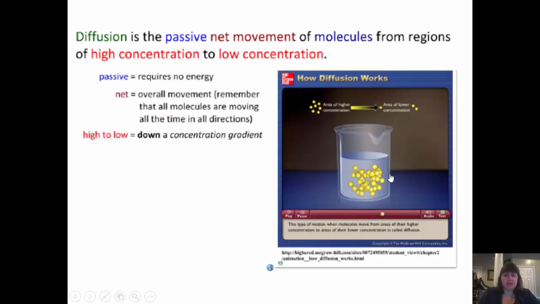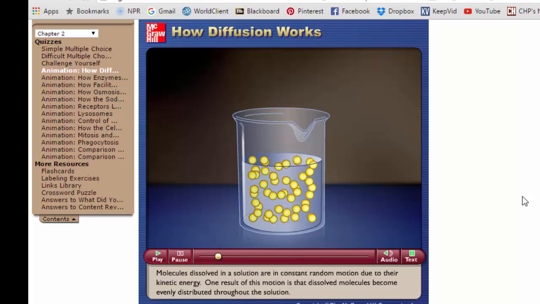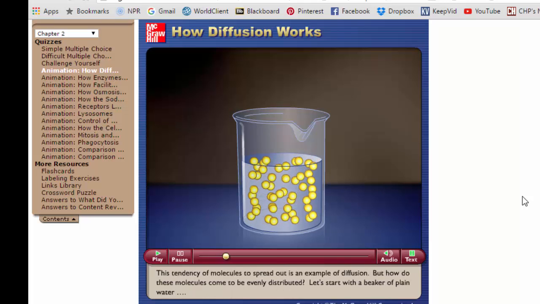So looking at this, let's look at this video and get a little bit more detailed explanation of what's going on with diffusion. Molecules dissolved in a solution are in constant random motion due to their kinetic energy. One result of this motion is that dissolved molecules become evenly distributed throughout the solution. This tendency of molecules to spread out is an example of diffusion. But how do these molecules come to be evenly distributed?